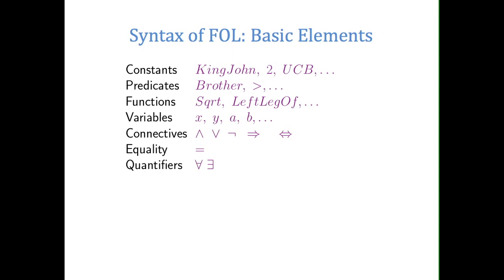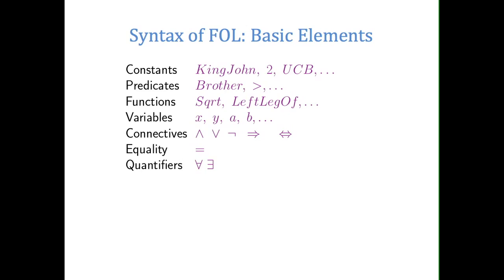So let's turn to the syntax of first-order logic. There are constants, so you might have a person like King John, the number 2, the University of California at Berkeley, and so forth. There are predicates like brother, by which we really mean brother of, greater than, and so forth. There are functions like square root or left leg of a person. There are variables. There are logical connectives: and, or, implies, not, and so forth.